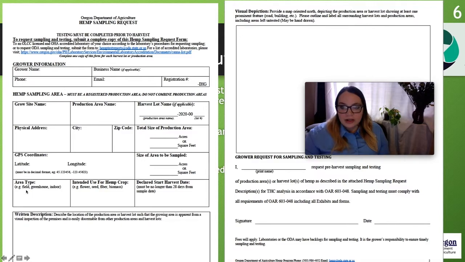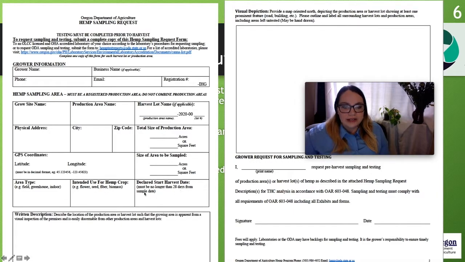So for area type, there should only be one area type listed. I've seen a lot, and we'll get into this a little later, but a field in a greenhouse should not be listed on one test report or one sampling request form because that, by definition, is not contiguous. An area is not going to have a field in a greenhouse, and it should not be tested as one area.